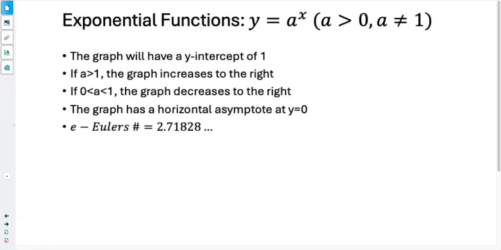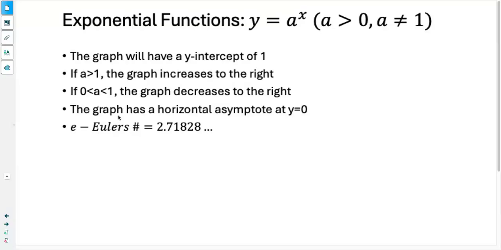So just as a reminder, exponential functions take the form of y equals a to the power of x, where a must be greater than 0 and cannot equal 1. Now this graph will have a y-intercept of 1, simply because anything to the power of 0 is 1. If a is greater than 1, our graph is going to increase as it goes to the right. If it's between 0 and 1, the graph will decrease to the right.